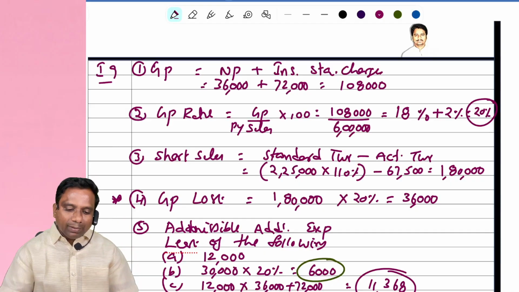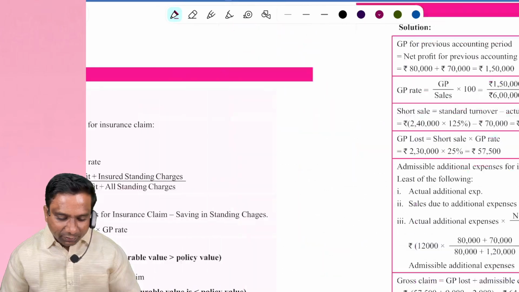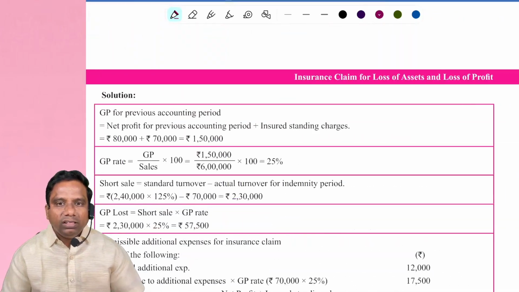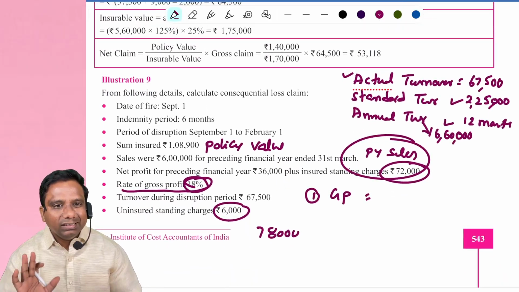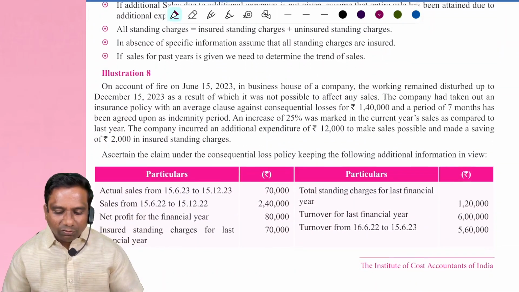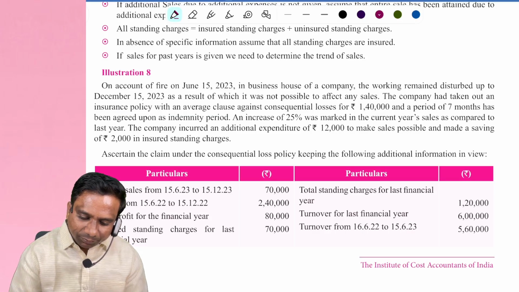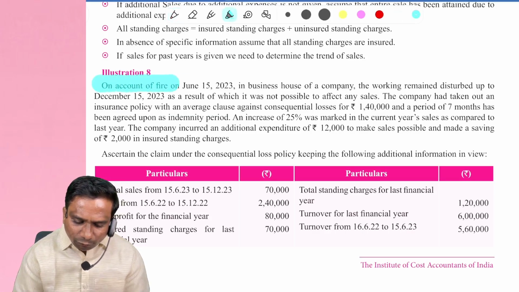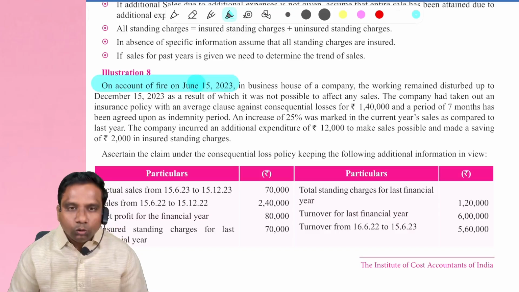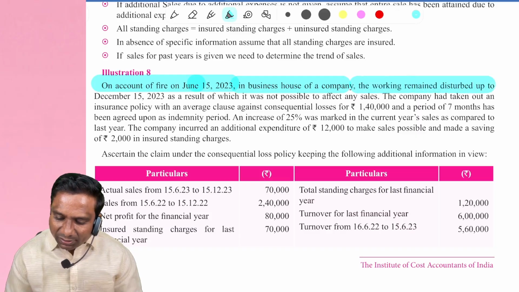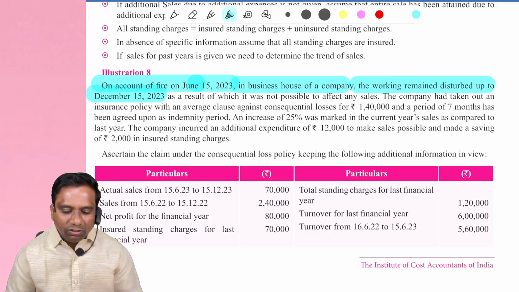Okay. Next, I am going to start illustration 8. Observe illustration 8. See, when they give you this type of information, it is easy. But when they give you this type of information, it's a little bit confusing. Now observe carefully. On account of fire on June 15, 2023, in the business house of a company, the working remained disturbed up to December 15, 2023.